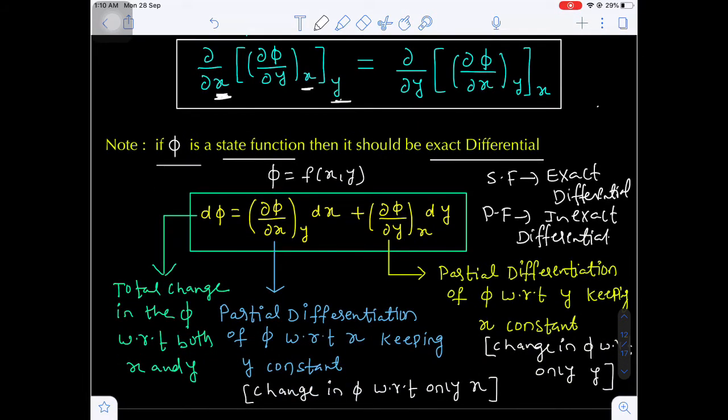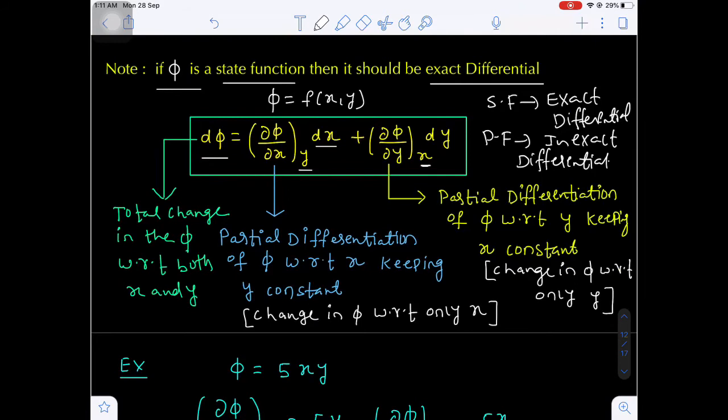Let's suppose phi is a function of x and y. Now what am I taking? I am taking the complete change in phi, that is, d phi will be equal to dou phi by dou x, keeping y constant, into dx, plus dou phi by dou y, keeping x constant, into dy. Are you getting my point?